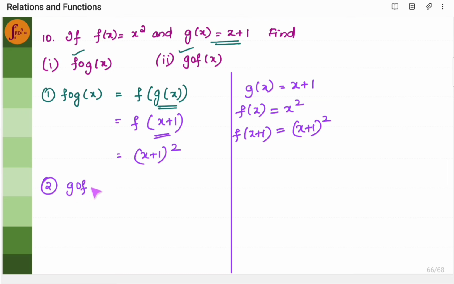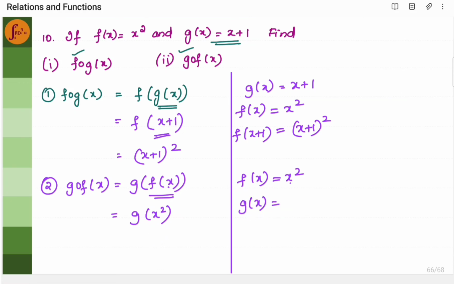Second one is g of f of x. I have to find f of x. What is f of x? F of x is x square. So instead of f of x, I'm going to substitute x square. G of x square. Now to find g of x square, I need to know g of x. G of x is x plus 1. Instead of x, I put x square. So x square plus 1, this is the answer.